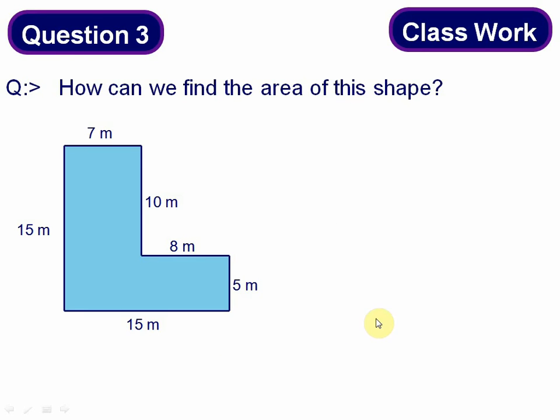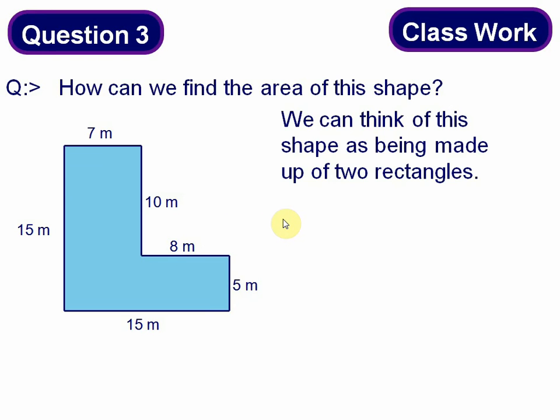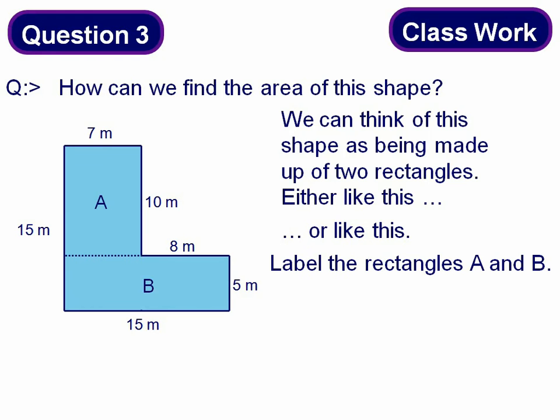Next, moving on, question number 3 is again an L-shaped figure. How can we find the area of this shape? First we have to break this figure into two parts. Either you can break it like this, or you can break it like this. So there we have two shapes, A and B. First we calculate the area of shape A. The measurements of shape A are 7 meters and 10 meters.